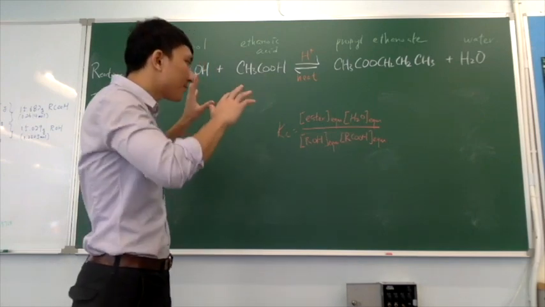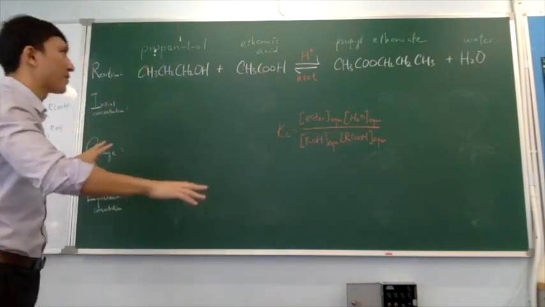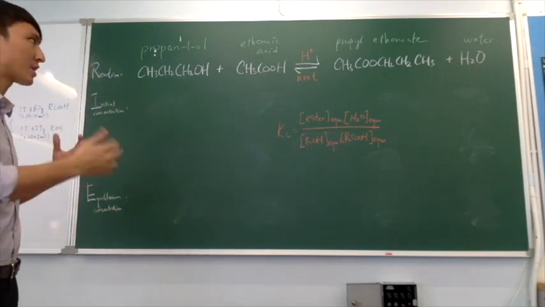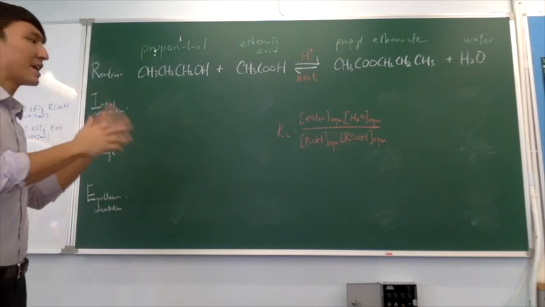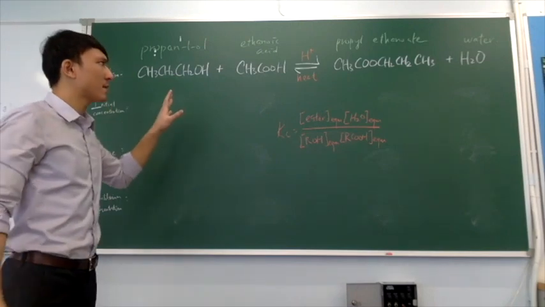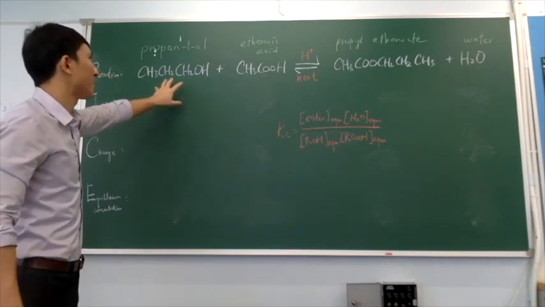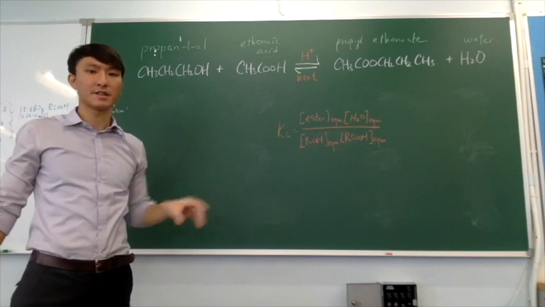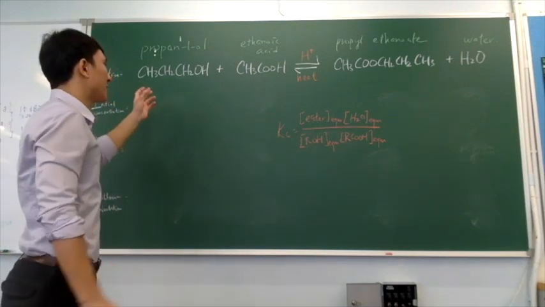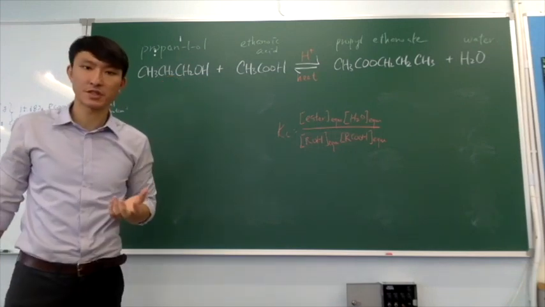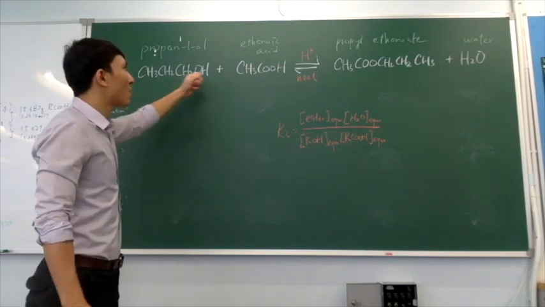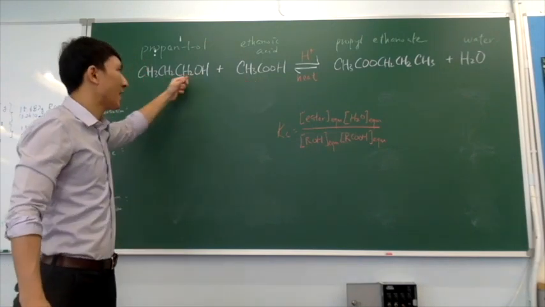Now, let's look at this table here, which is an ICE table or RICE table, helping us to work out the Kc. Okay? So first of all, in this experiment, we will start by using known amounts of alcohol and ethanoic acid. Okay? So make sure you measure and record the amount of alcohol and acid we used. Now, according to the manual, we use equal amounts of ethanoic acid and alcohol.